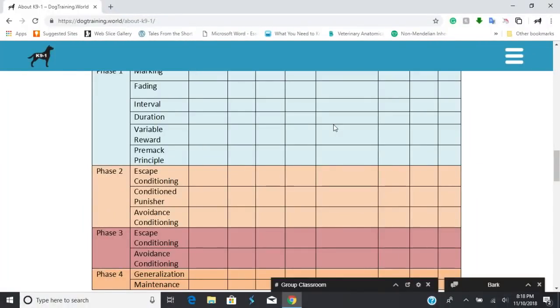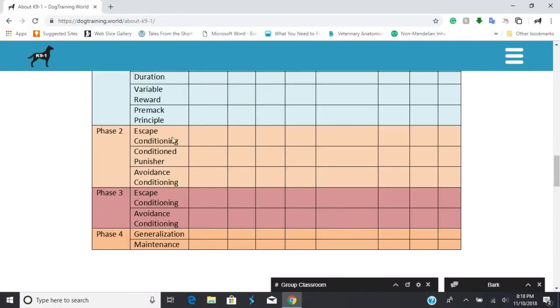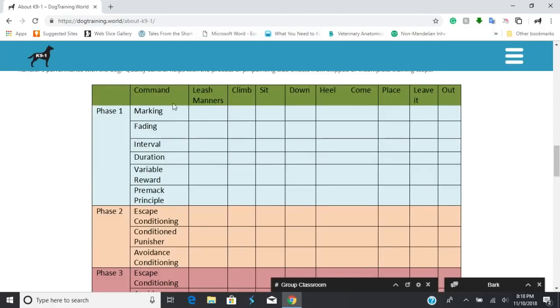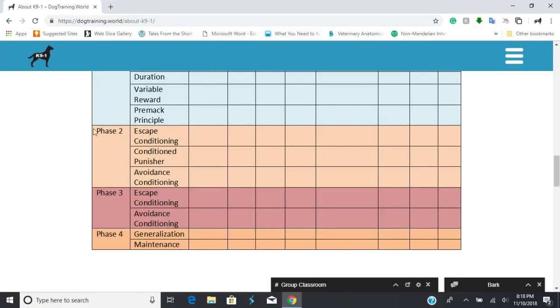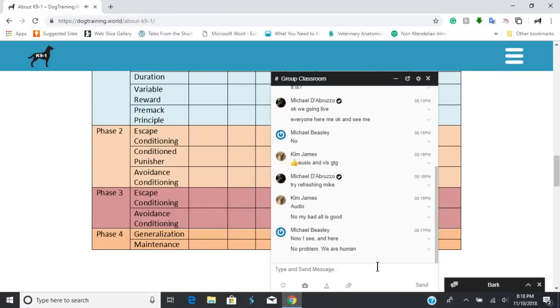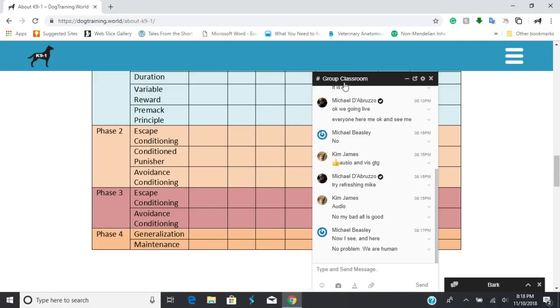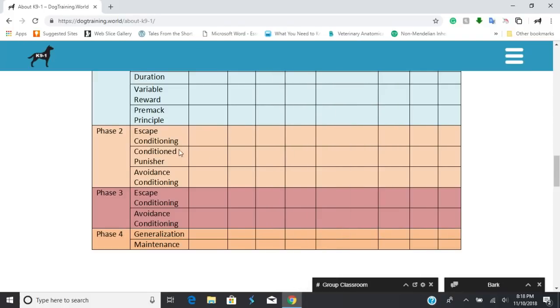What we're going to do tonight is we're going to basically go over what these terms are in phase 2 training. So we did phase 1 training last stream. This stream we're going to go over phase 2 and the main concepts behind it. And so we're going to go over escape conditioning, the conditioned punisher, and avoidance conditioning in phase 2.